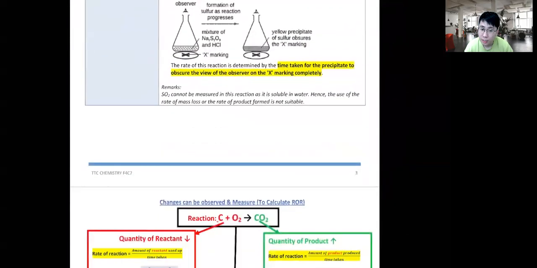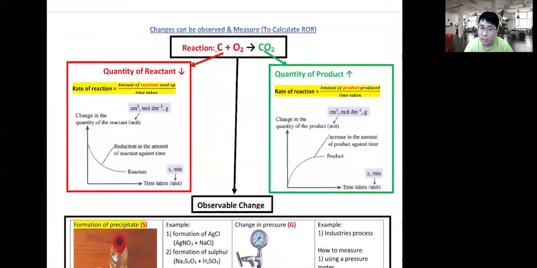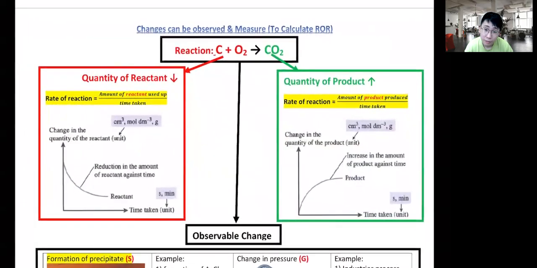So for this case here, you can see that the changes can be observed and measured in different ways. I told you this, you can either look at your reactant or you can look at your product, right? But the reactant and product got one very big difference: reactant is always decreasing against time. Do you see that? The graph going down against time. Why? Because let's say for here, C plus O2 becomes CO2.